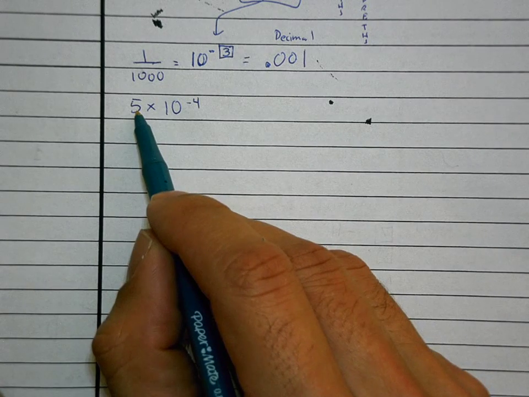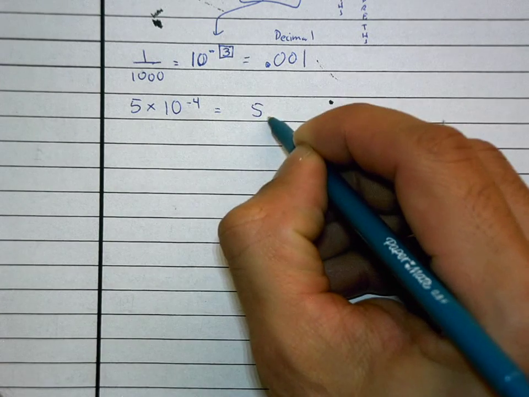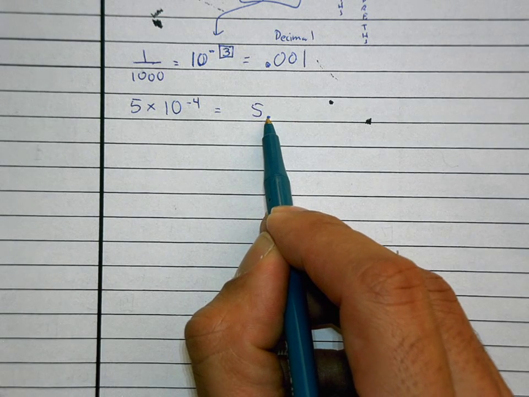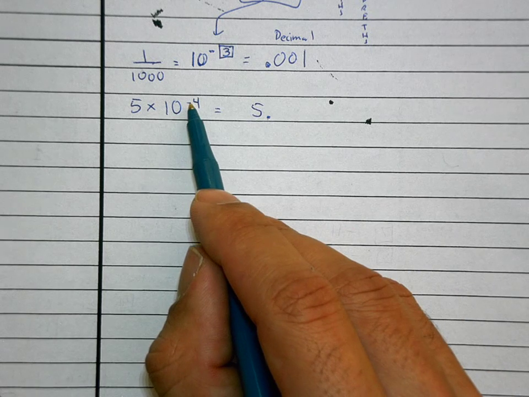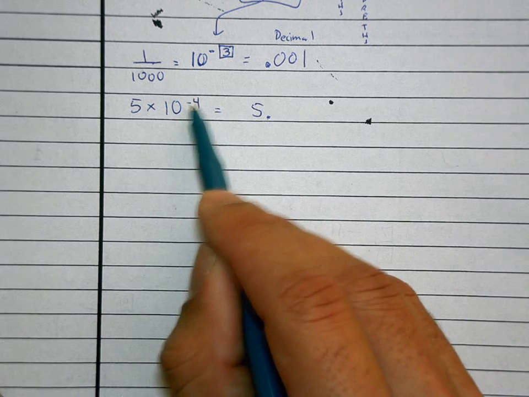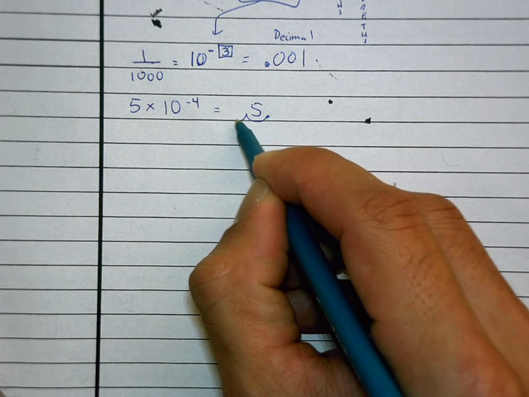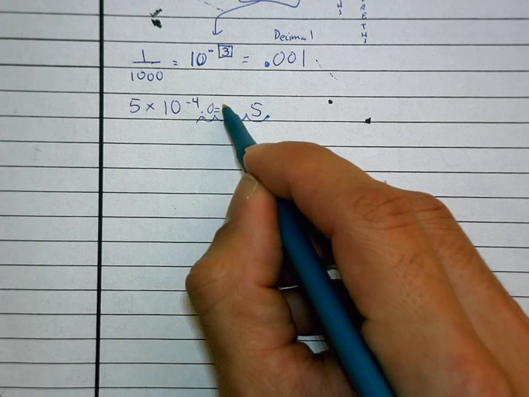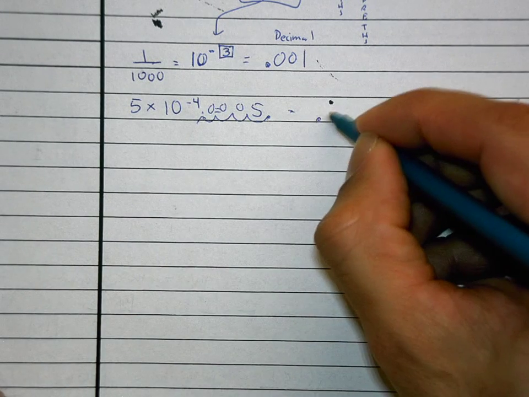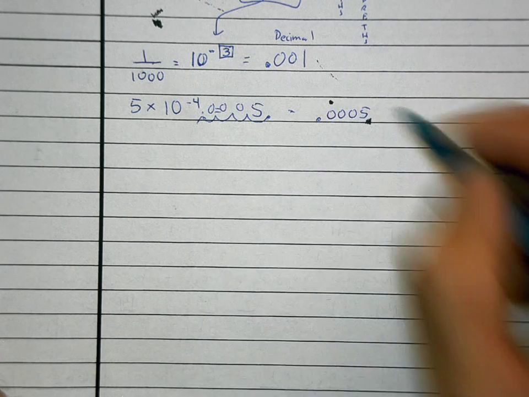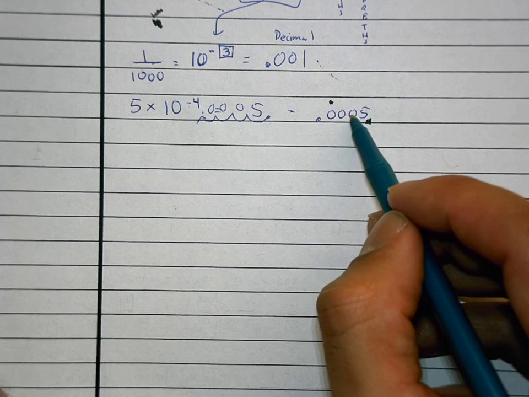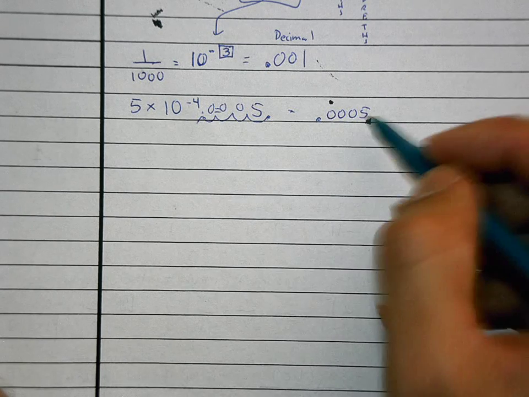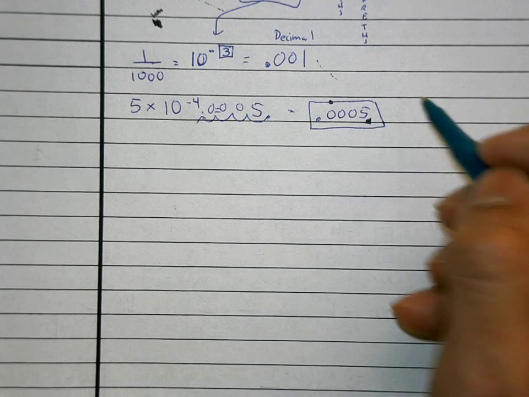Right now, the 5 has a decimal place right here on the right-hand side, at the end of the sentence is where the period goes. 10 to the negative 4 means you move it how many places to the left? 4. 1, 2, 3, 4. What goes in those empty spots? Zeros. This is 0.0005. Tenths, hundredths, thousandths, 10,000ths. 5 10,000ths is what this is. Does that make sense?